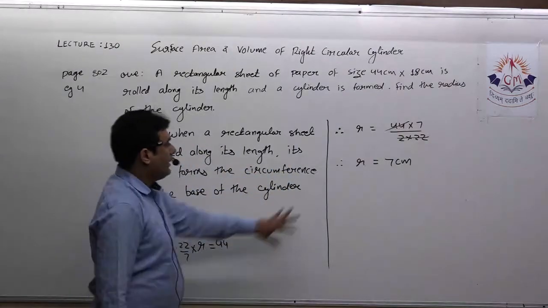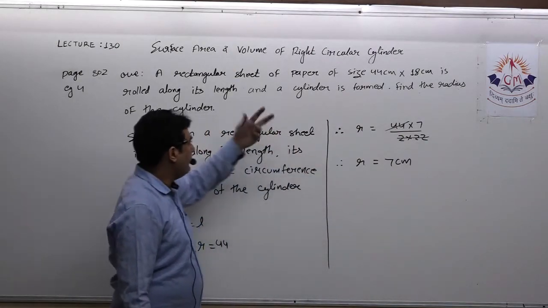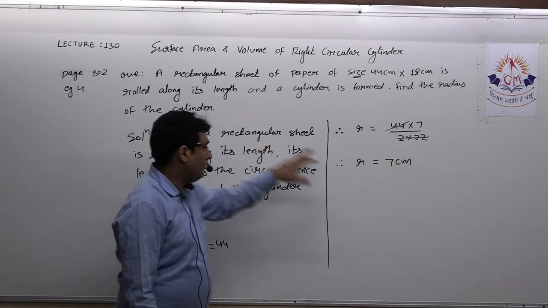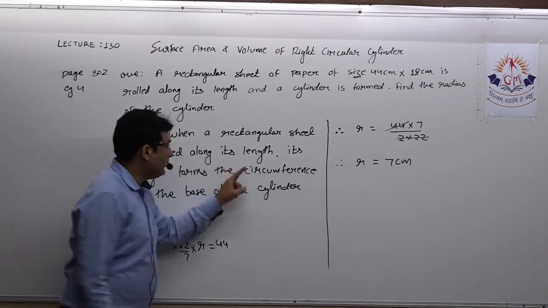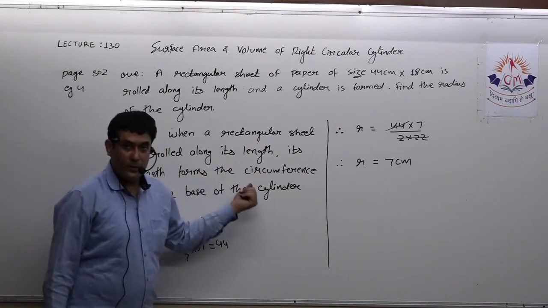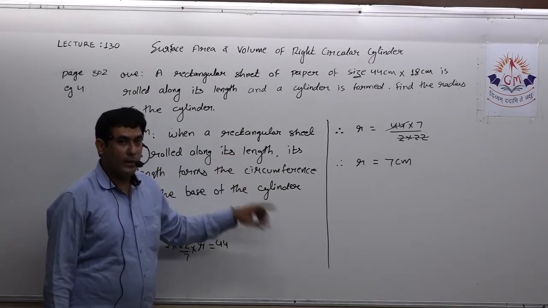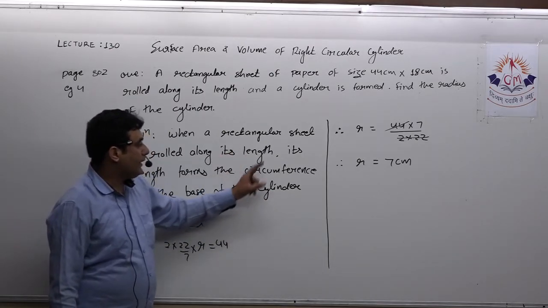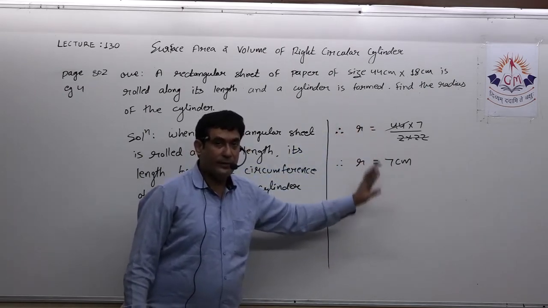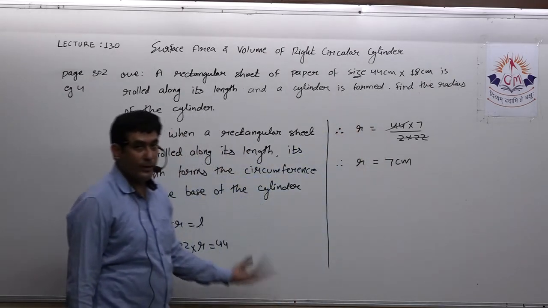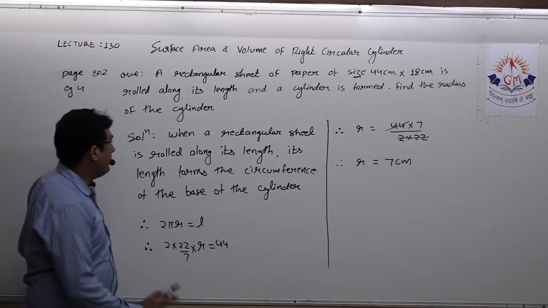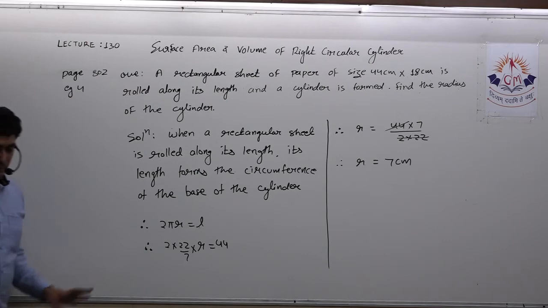Now, here they are asking r. Sometimes in a similar question, they may ask you the volume of the cylinder. So, when we roll a rectangular sheet along its length, then definitely length becomes the circumference and the breadth becomes its height. That means in that case, h will be 18, and when we have radius and height, definitely it is easy to get the volume. So here final answer is 7. Please note it down, then we'll see the next question.